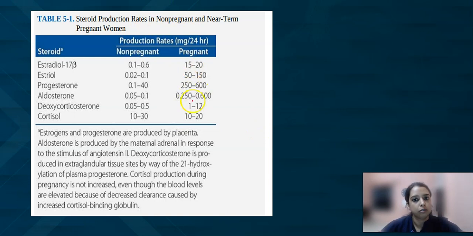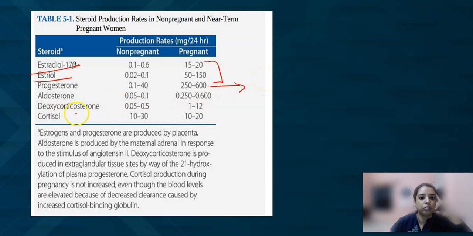These are the steroid hormones secreted: estradiol, estriol. So pregnancy is a very hyperestrogenic state. So placenta secretes estrogen in high amount. It secretes a large amount of progesterone. That is why pregnancy is a very quiescent, silent state, because of progesterone. Then aldosterone, deoxycortisone and cortisol are also being secreted by placenta.